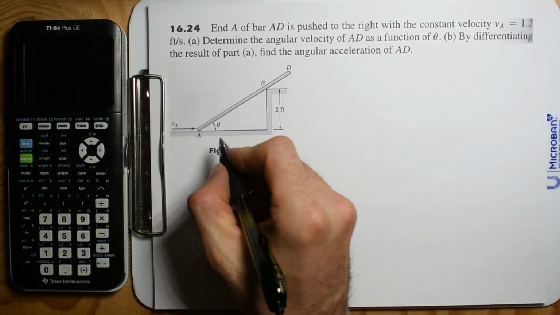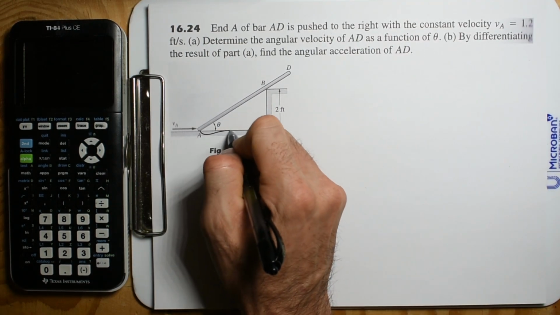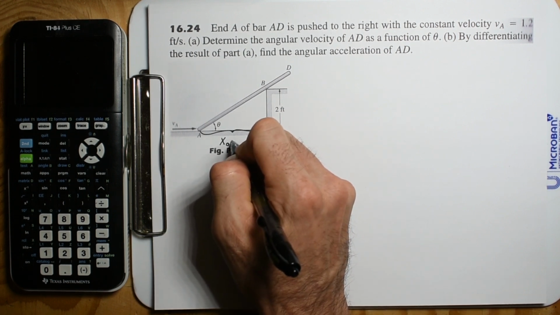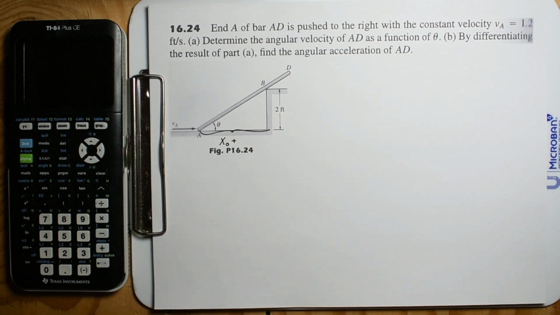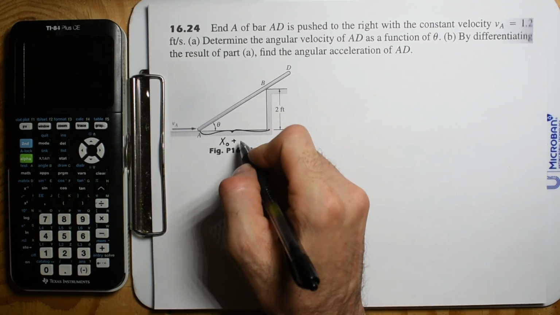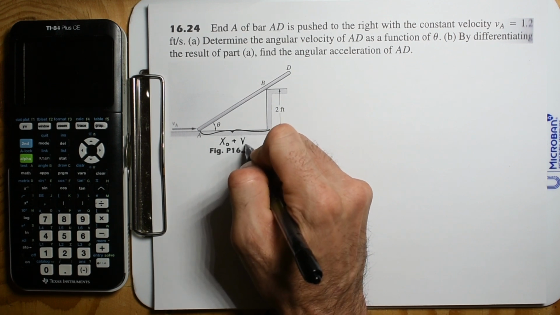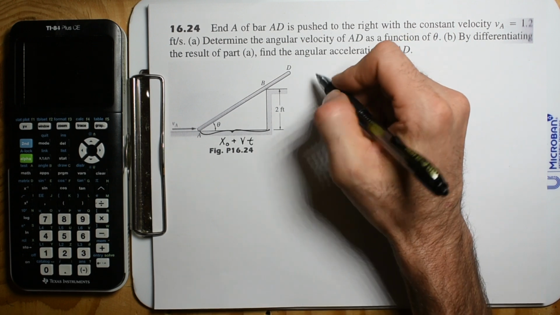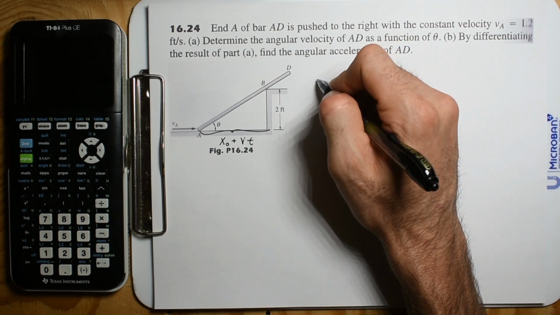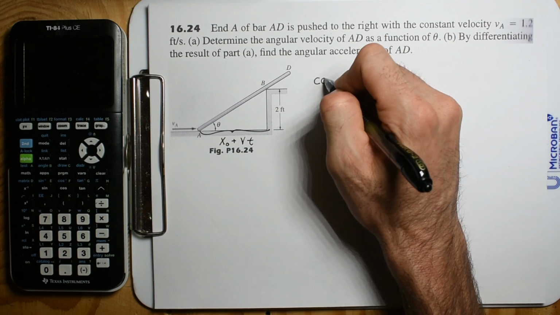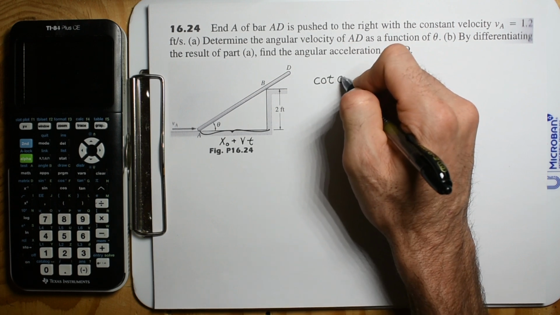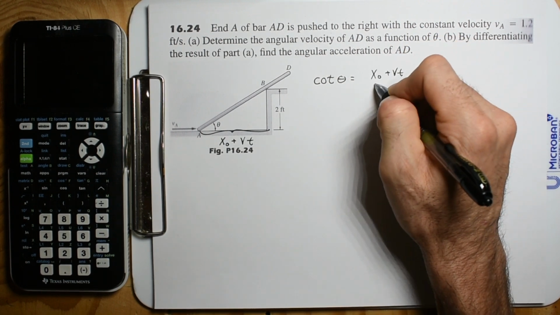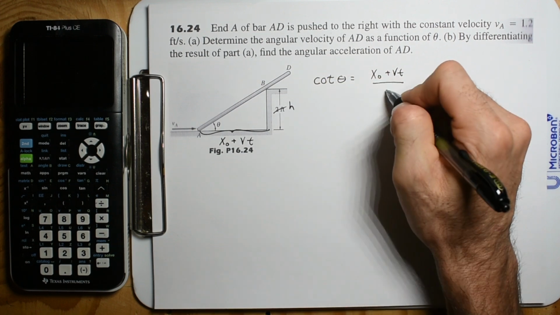All right, so you can say, hey, this distance right here, that's why this is a little bit trickier. This distance right here is x naught, and then velocity times time. So that is that distance. And so now when we write our equation, I'll make this a little bit easier on myself. We're going to go cotangent of theta is equal to x naught plus v t divided by, I'm going to say this is just h.